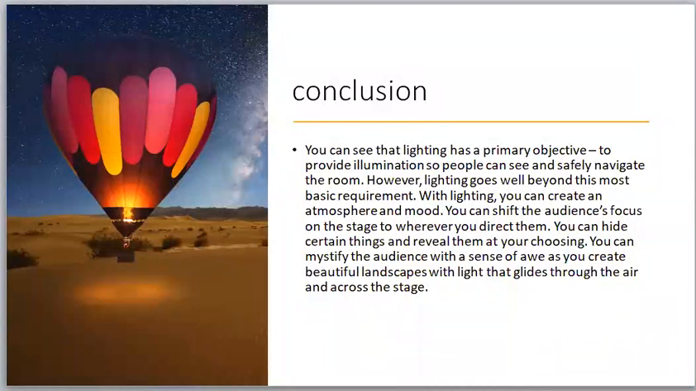So we can conclude by saying that lighting has a primary objective to provide illumination so people can see and safely navigate the room. However, lighting goes well beyond this most basic requirement. With lighting, you can create an atmosphere and mood. You can shift the audience focus on the stage wherever you direct them. You can hide certain things and reveal them at your choosing. You can mystify the audience with a sense of awe as you create a beautiful landscape with the light that glides through the air and across the stage.